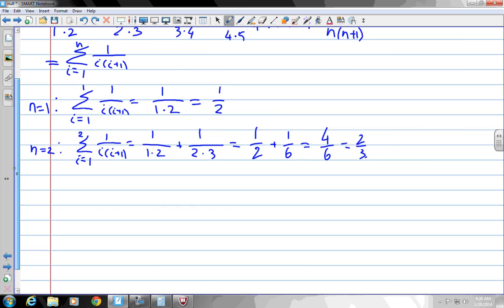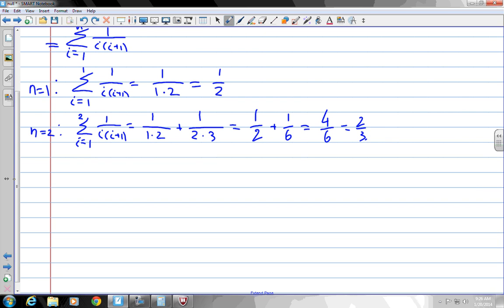So again, we're just experimenting. We're hoping to see a pattern. Maybe some of you already kind of see a pattern of sorts, but let's just do n equals 3 to make sure that whatever we notice stays consistent. So i goes from 1 to 3, 1 over i times i plus 1.